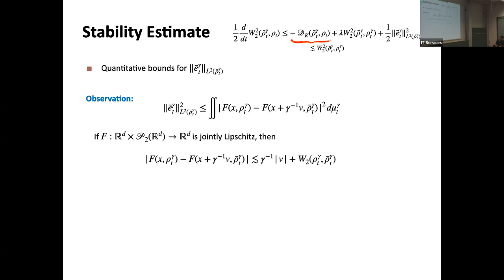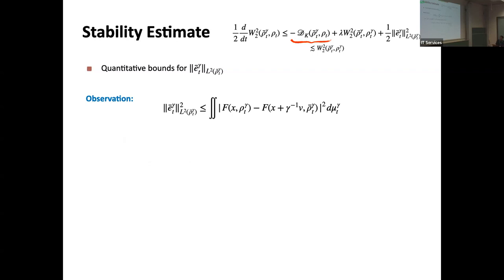So if f were jointly Lipschitz with respect to the respective topology, then you end up with something looking like this. And then again, you're on the safe side, because this object can be controlled by the Wasserstein plus some error term that you know will vanish. That is of the order 1 over gamma. This is the first thing we control: the difference between the density coming from the original Vlasov-Fokker-Planck and the intermediate density.